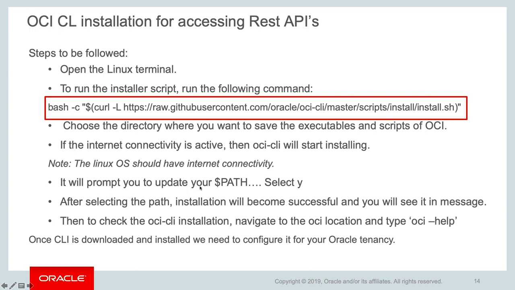It will prompt you to update your path. You need to select yes. And then after selecting the path, the installation will become successful, and you should see it in the message which comes on the console. To check if the OCI CLI installation was successful, you can type OCI help, and it should be able to tell you the version of the OCI command line which has got installed in your environment. So once the CLI is downloaded and installed, the next step is to configure it for your Oracle tenancy.